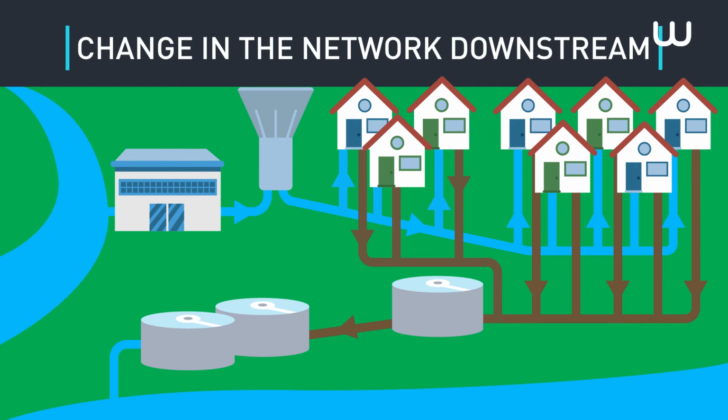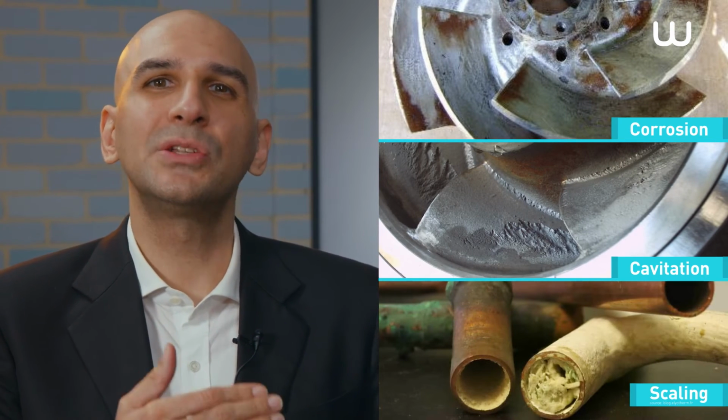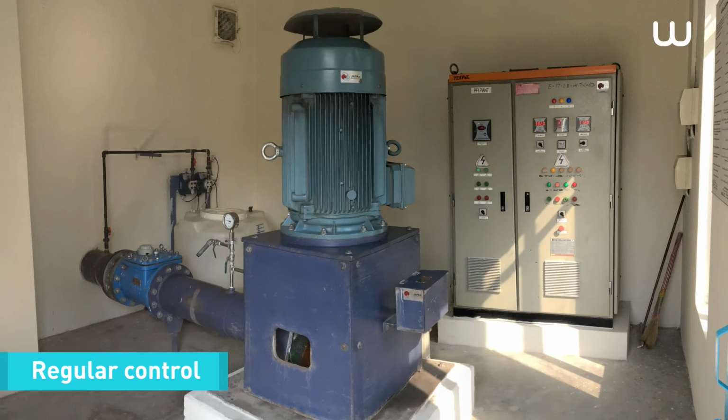In addition, insufficient or poorly performed remedial or preventive maintenance operations may be the source of deterioration in a pump's hydraulic and energy efficiency. Lastly, corrosion, cavitation, or scaling may also contribute to altering a pump's functioning. This is why regularly controlling the efficiency of an electropump unit is necessary.